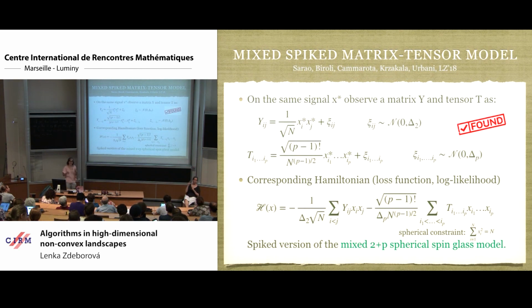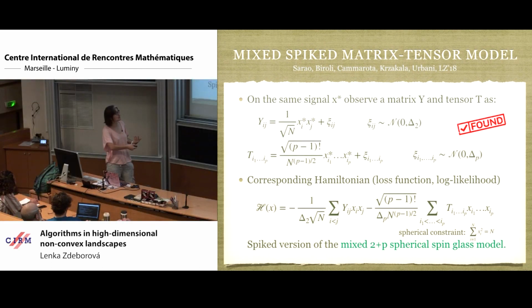But then I will be solving the problem by transforming it into an optimization problem with the loss function that is this Hamiltonian, which is just the logarithm of the likelihood.